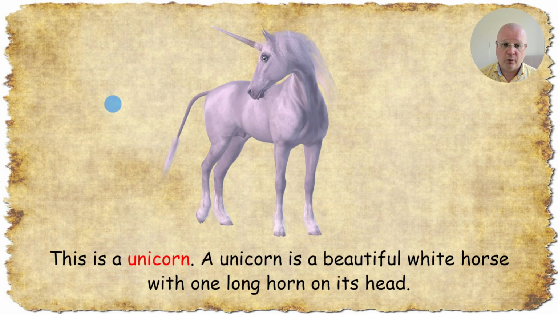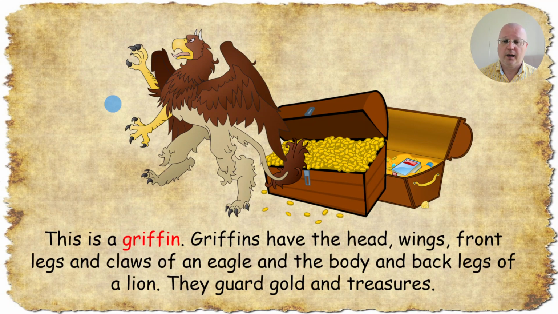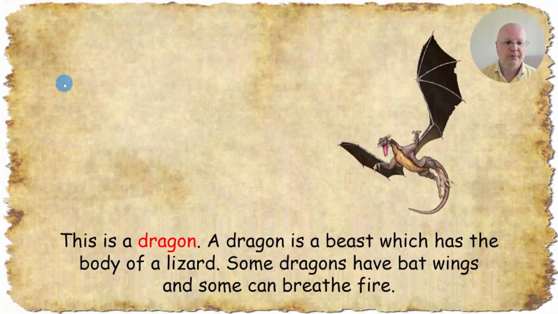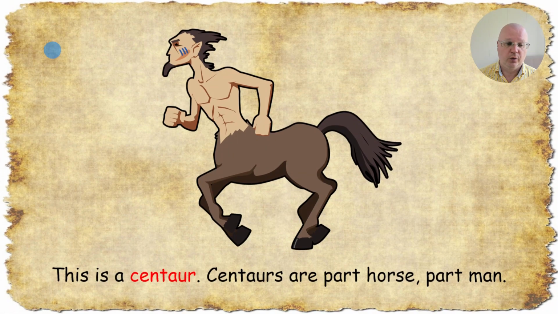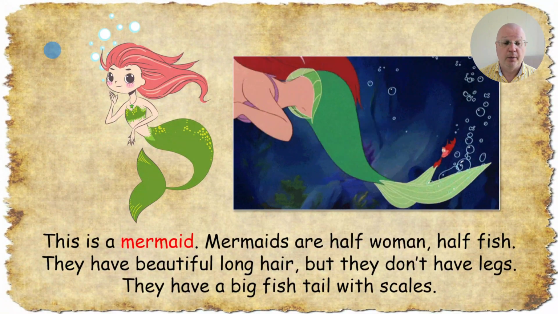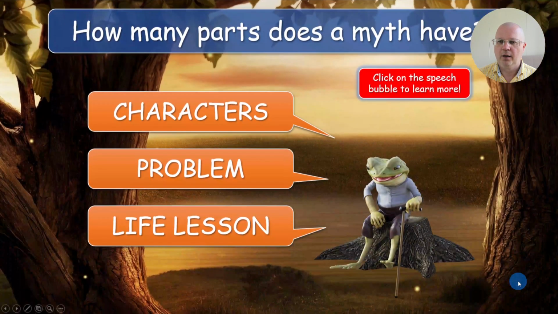So this is the unicorn. This is a griffin. Again, I'm not going to go through all the text. You can do it with your students. This is a dragon. This is a centaur. This is a mermaid. And this is a phoenix. Yeah, so you can talk and explain what these creatures do. Then here you have a home button. Let's click. And it takes us back to the original slide.